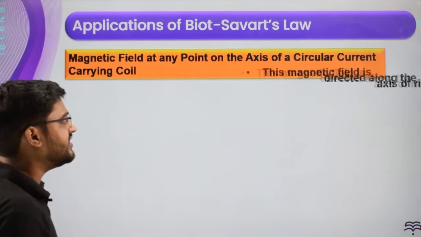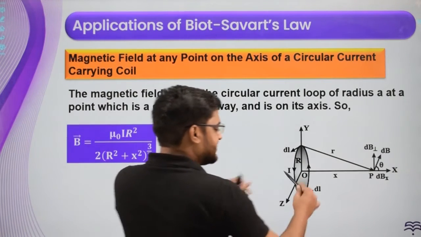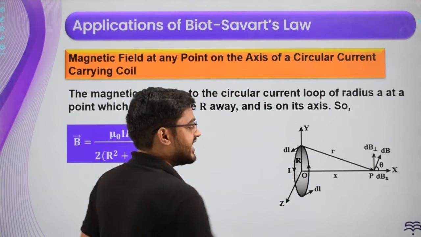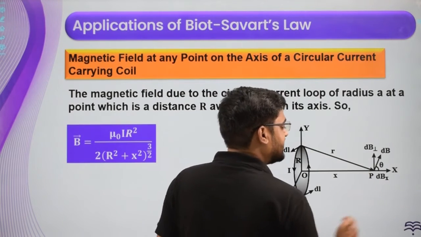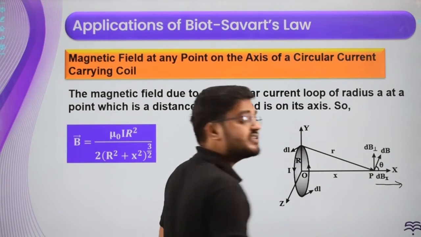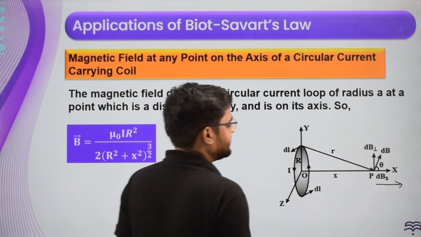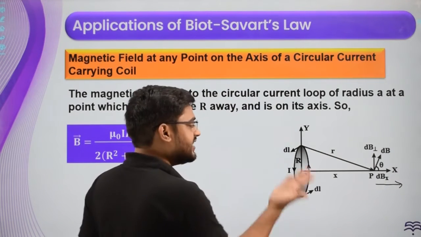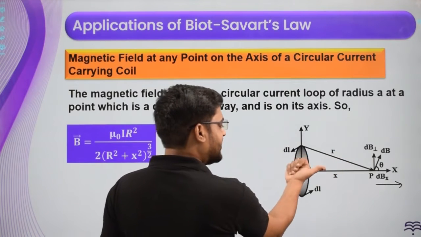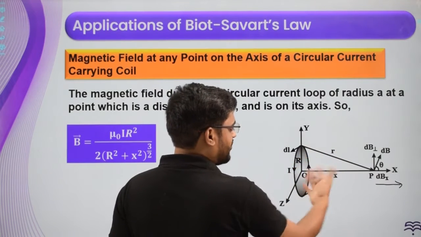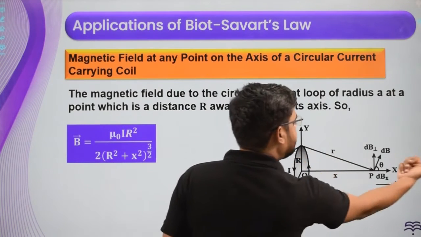If you again see the figure, this is the axis, the x-axis. At this point, the direction of the net magnetic field was coming like this, which was nothing but the integration of dB cos theta. So the direction is along the axis only, and you can get that using the right hand rule. Just turn your fingers in the direction of the current in the coil, and the thumb will tell the direction.